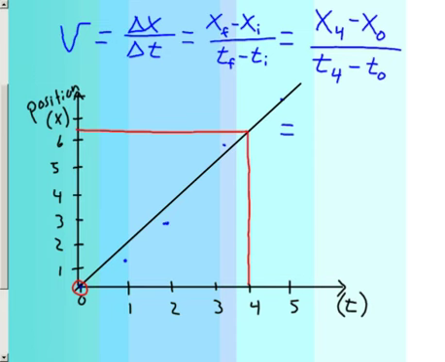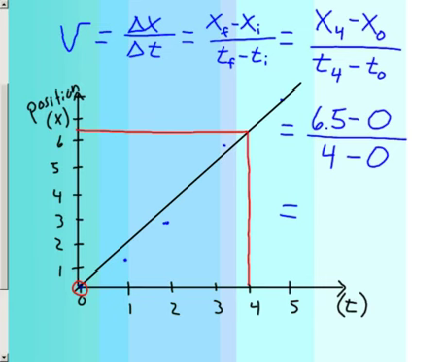I'm just going to move right down. The position at 4 is about 6.5. Can you find that on the graph? The position at 0 is 0. The time at t equals 4 is 4 seconds. That's hopefully a little bit obvious. Minus 0. So now we have 6.5 divided by 4.